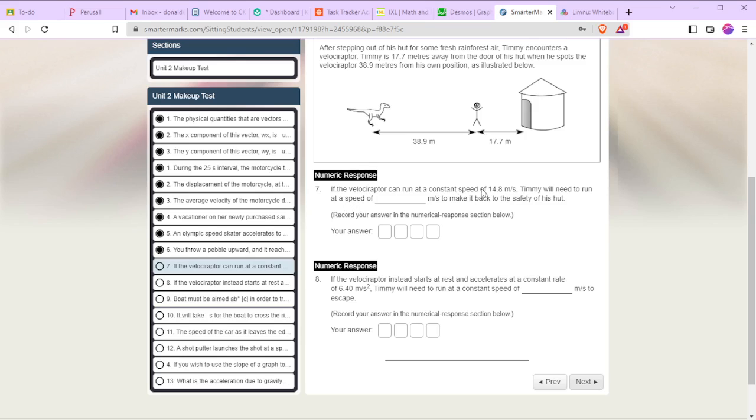If the velociraptor can run at a constant speed of 14.8 meters per second, Timmy will need to run at a speed of how many meters per second to make it back to the safety of his hut? Here we assume that Timmy just needs to reach the door just as the velociraptor would.